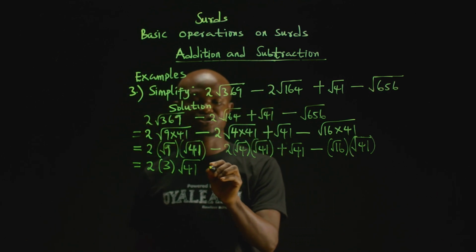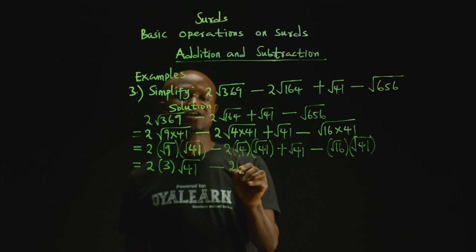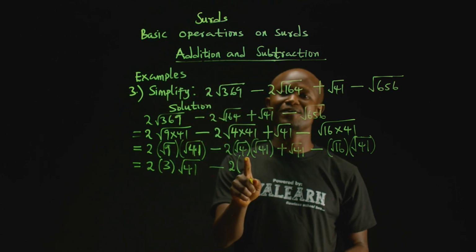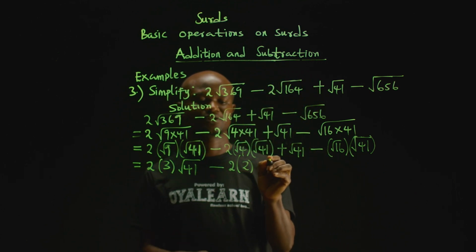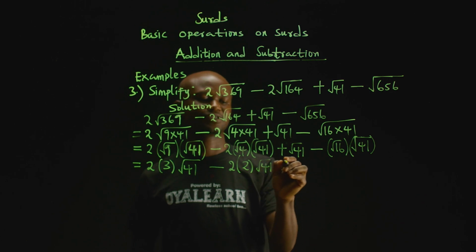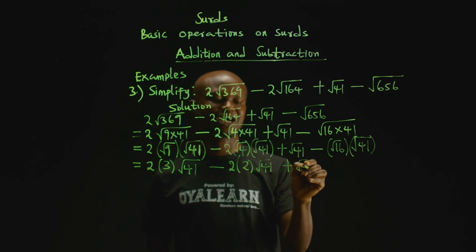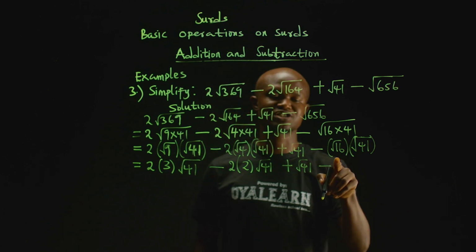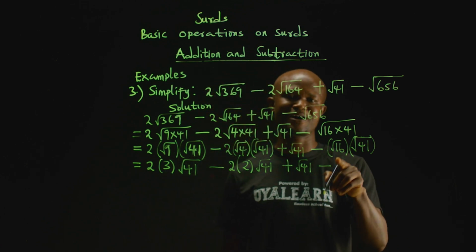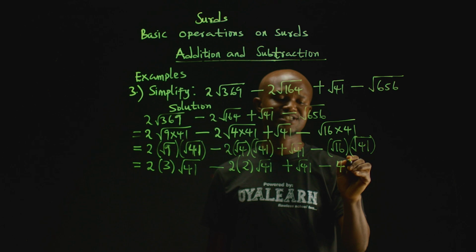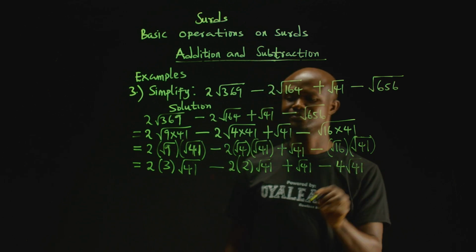Then minus 2 into root 4. 4 is a perfect square, so we have 2 here, root 41. Plus root 41. Then minus root 16. 16 is a perfect square, that's 4. So we have here 4 root 41.